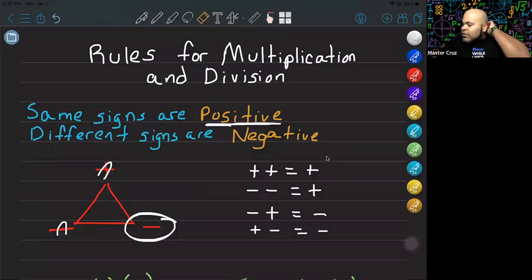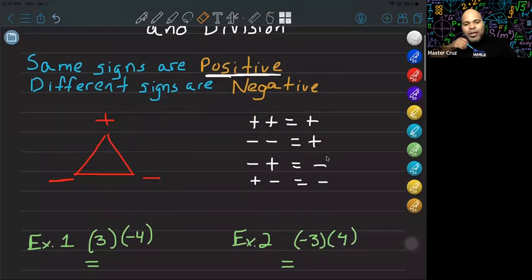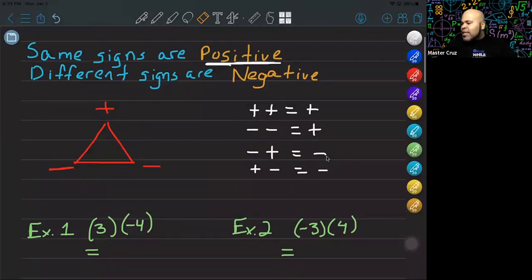So here we go. This is how we do it. This is how we use it. Let's do example one. Example one says a positive 3 times negative 4. Well, it looks like I have a positive times a negative. So positive 3, I cover my positive. Of negative 4, I cover my negative, and the answer is going to be negative. And now I just multiply 3 times 4 is 12, all right? So that's how you do this.